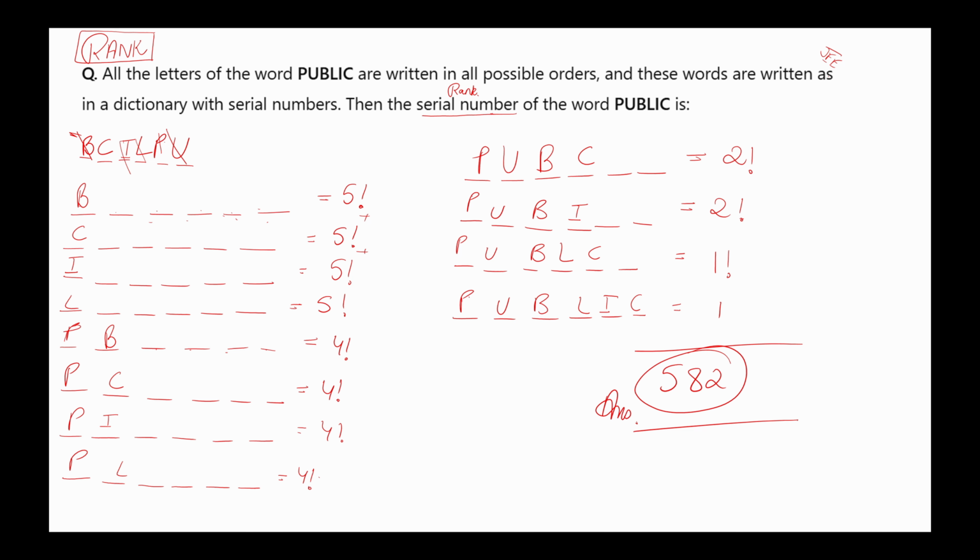Third letter B is also correct. Then we come for the fourth letter, C. C is incorrect, so for the number of letters left out, 2 factorial. Similarly, we go on to do this till we get our correct word, which is public.